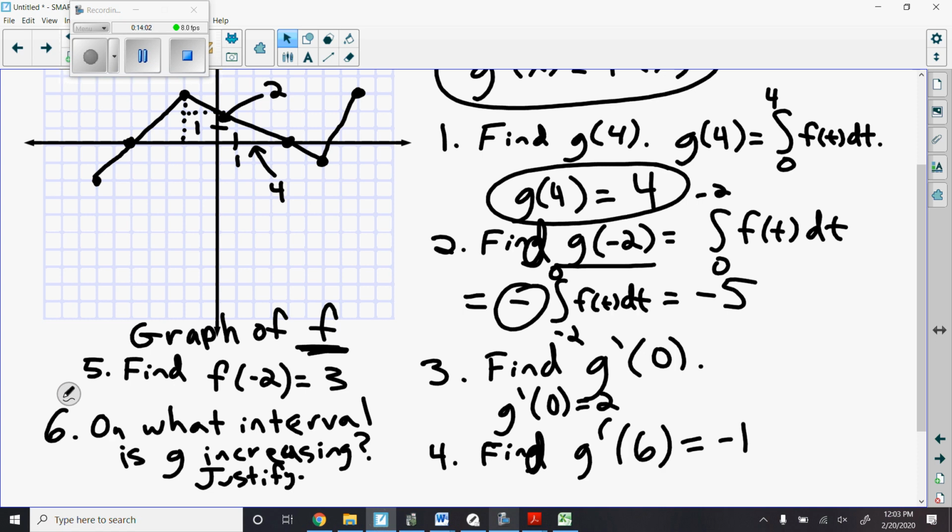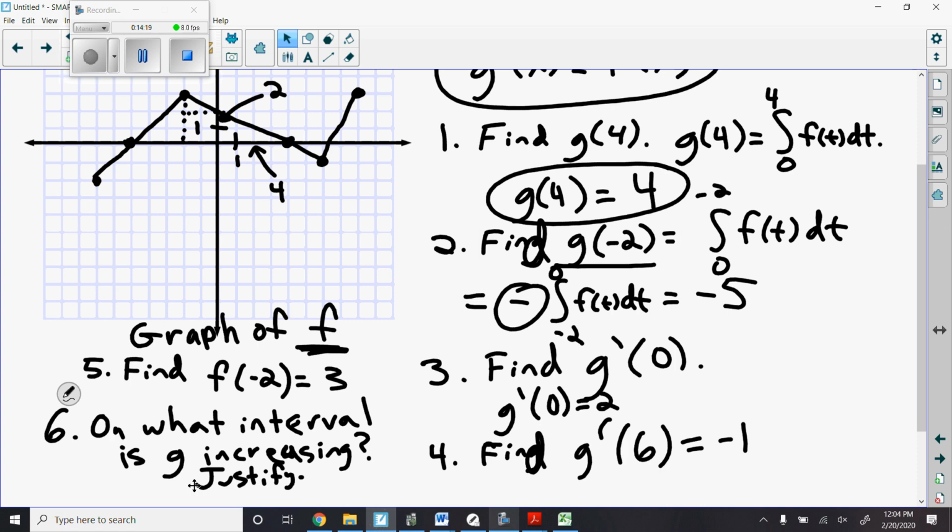On what interval is G increasing? Justify. Okay, so I want to know where G is increasing. Now here's where you need to be careful. The question is about the function G. I want to know when G is increasing.